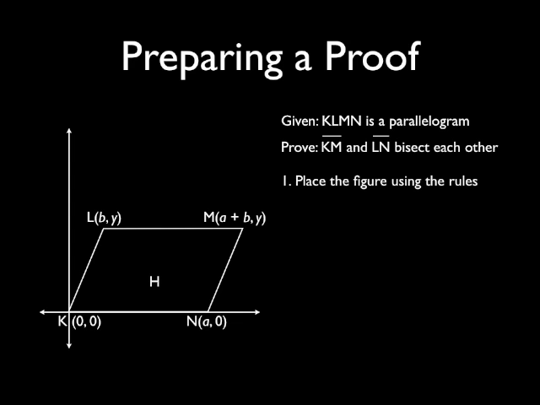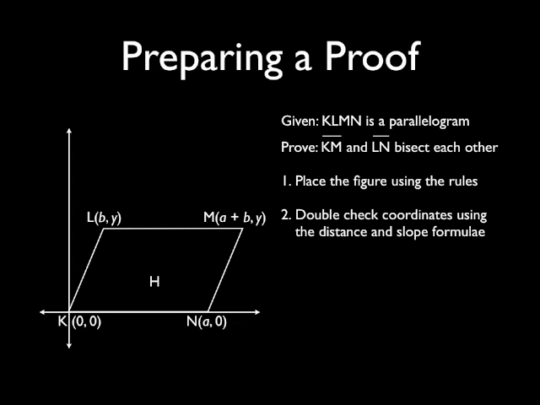So first, we place the figure on the coordinate plane using the rules. We've already done that, but I suppose we should double check to make sure the coordinates work using the distance and slope formulae. In this case, we just need to use the slope formulae on the top and bottom lines.